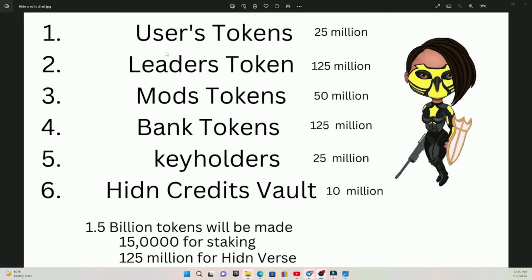So anytime something happens, when we send tokens out to users, you will have to approve the transaction. Anytime you send tokens to yourself, you have to approve the transaction. Anytime a mod gets tokens, you have to approve the transaction. Anytime the bank token happens, you'll know if somebody's trying to take something out of the bank, because you have to approve the transaction. Same thing for key holders. Same thing for hidden credits.